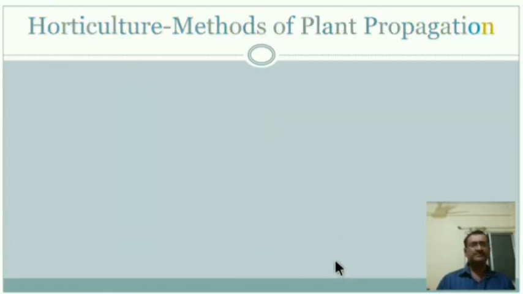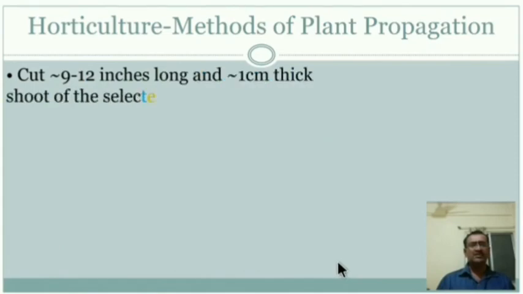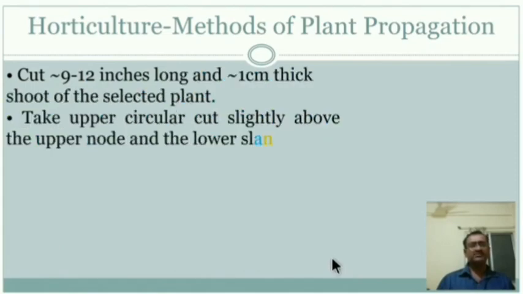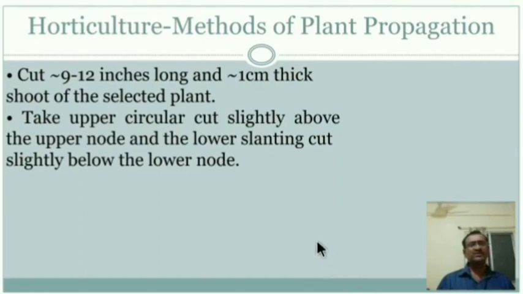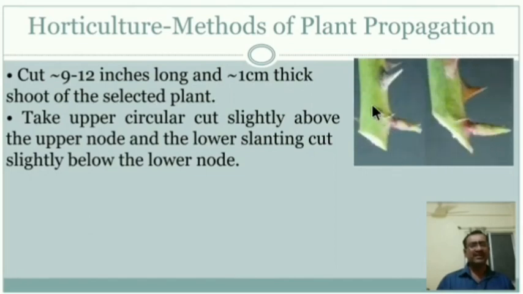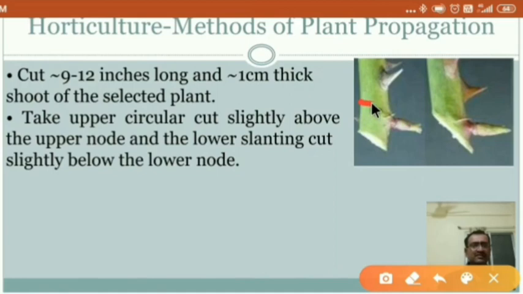Next point is the procedure of cutting. First, cut a 9 to 12 inch long and 1 centimeter thick shoot of the selected plant. This is the first step. Let us see here, this size must be 1 centimeter thick, and the length of the shoot is 9 to 12 inches. That is the first criterion.